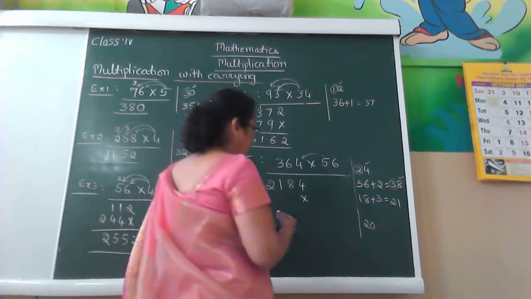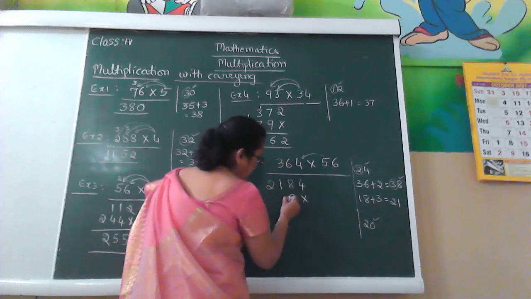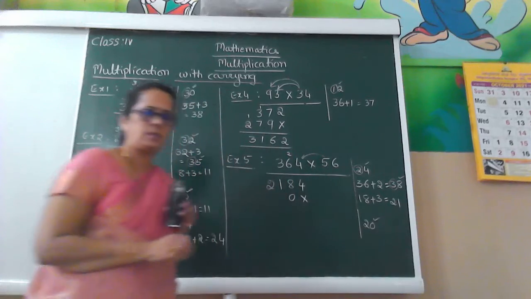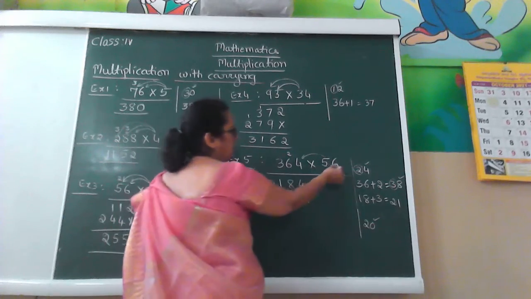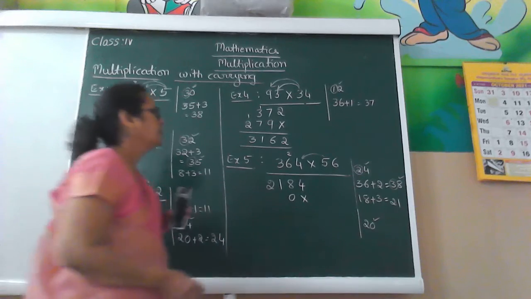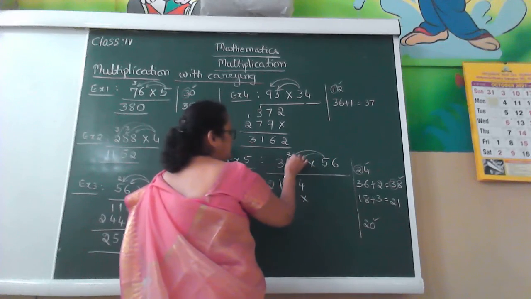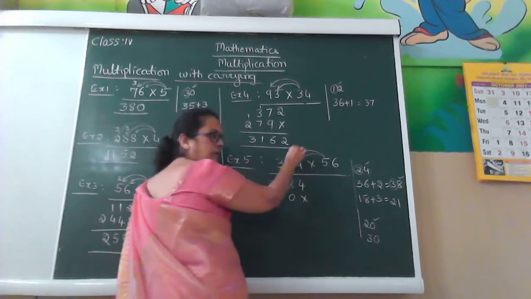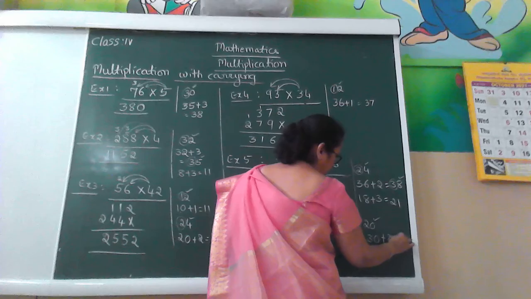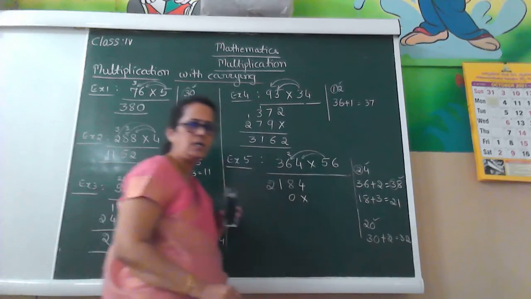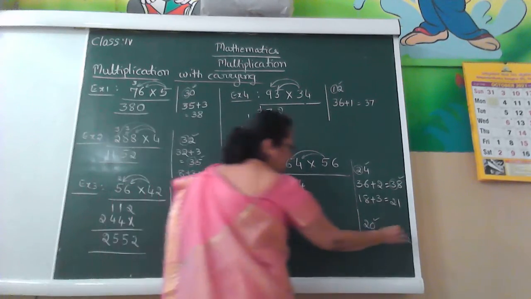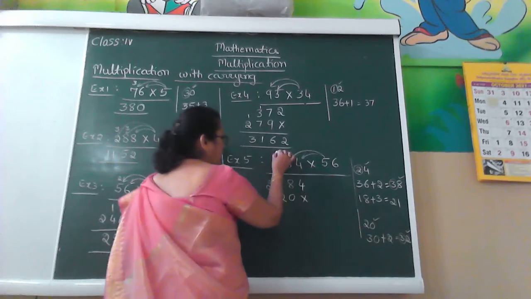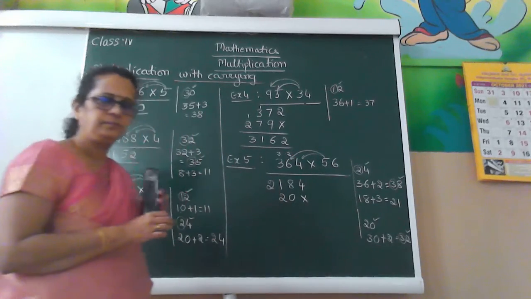Now write 0 below 8 and give 2 as carry above 6, as we did with 6. Next 5 6s are 30. What about carry, children, here? It is 2. 30 plus 2 is 32. Now write this 2 below 1 and give this 3 as carry above 3.